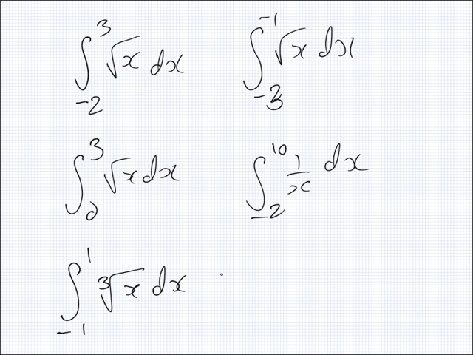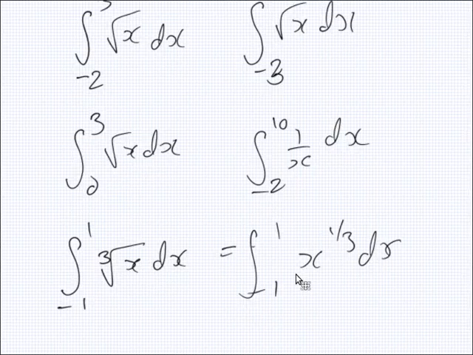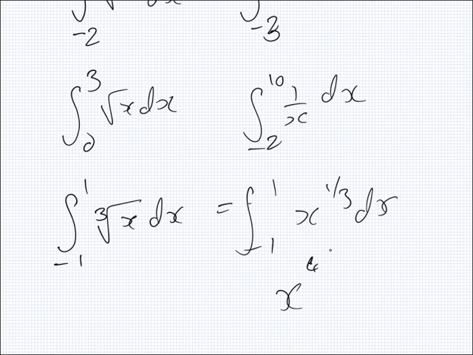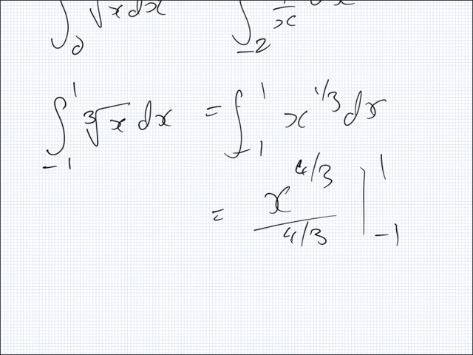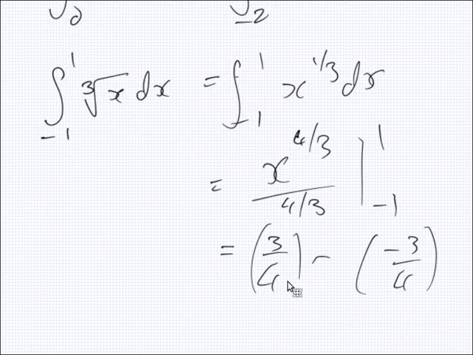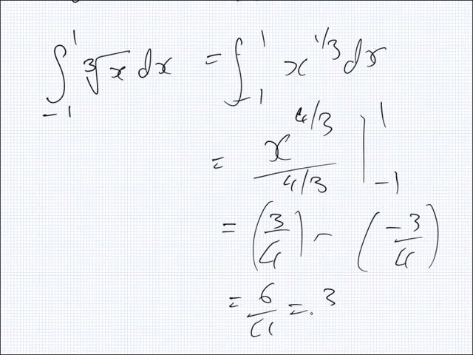So what do you do for this one? You should change it into a power. And then, you know the story, increase the power by 1, divide by the new power. I think this one works out to be 6 over 8, 3/4, is it? I'm confused. You put in 1, you get 3 over 4. You put in -1, you get -3 over 4, isn't it? Yes. 6 over 4. Yeah, 3 over 2.